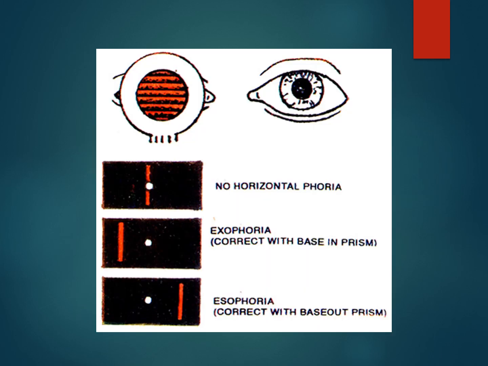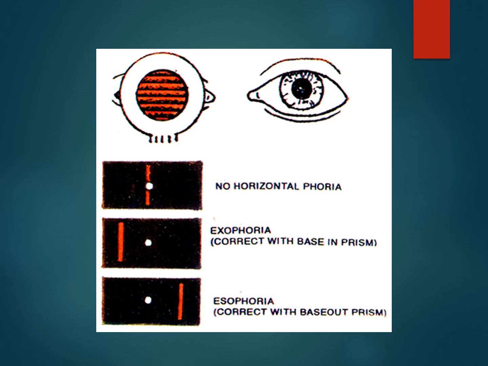Maddox rod test. This test is done to detect phorias. Maddox rod consists of red colored cylinders mounted parallel to each other. These cylinders turn a spotlight into a red colored line at right angles to their axis. Now the patient is advised to hold the Maddox rod horizontally in front of the right eye, and the left eye observes a spotlight 6 meters away.